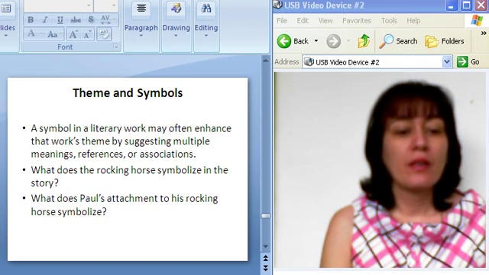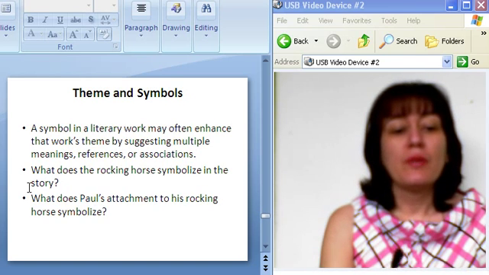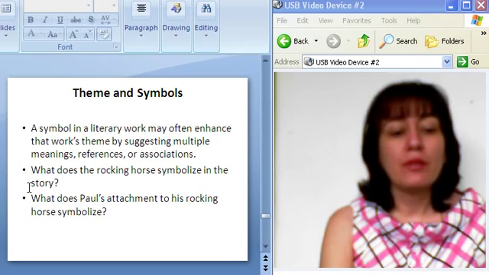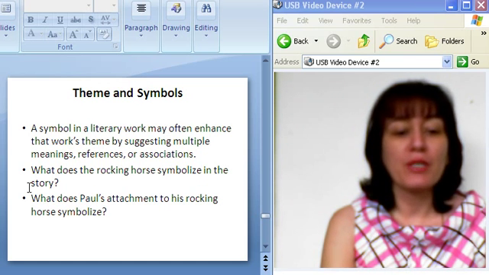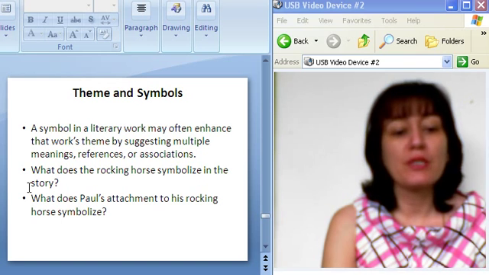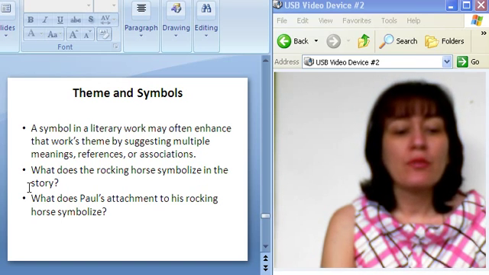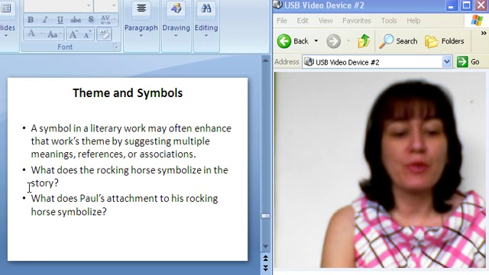Theme and symbols. A symbol in a literary work may often enhance the work's theme by suggesting multiple meanings, references, or associations. What does the rocking horse symbolize in the story? What does Paul's attachment to his rocking horse symbolize?